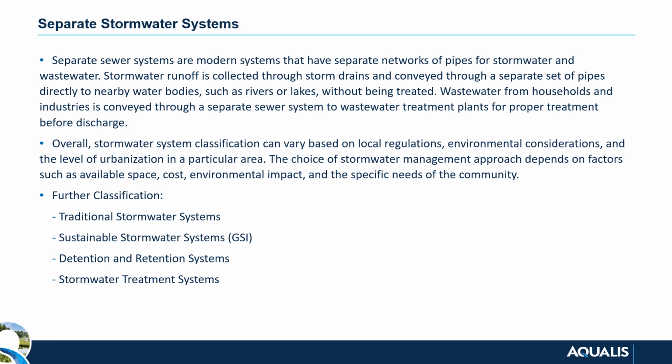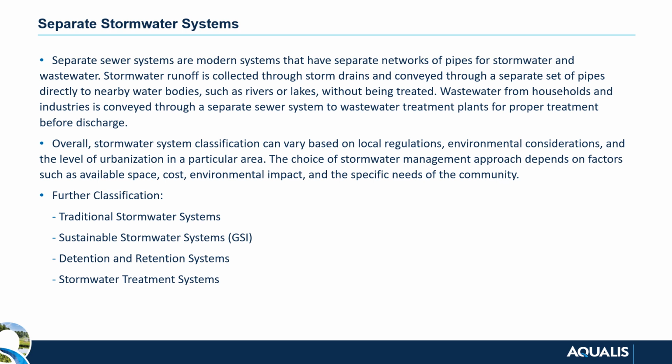Sustainable stormwater systems, also known as green infrastructure or low-impact development, aim to manage both the quantity and quality of stormwater runoff. They utilize natural features and engineered systems to mimic the natural hydrological cycle, promoting infiltration and pollutant removal. Examples include rain gardens, green roofs, permeable pavements, and bioretention swales.